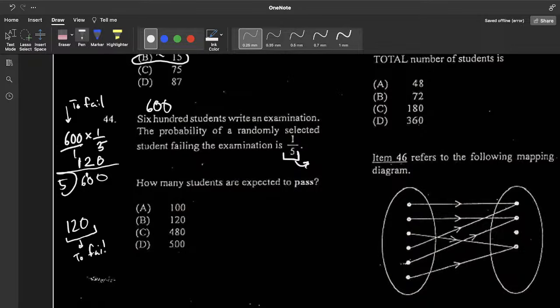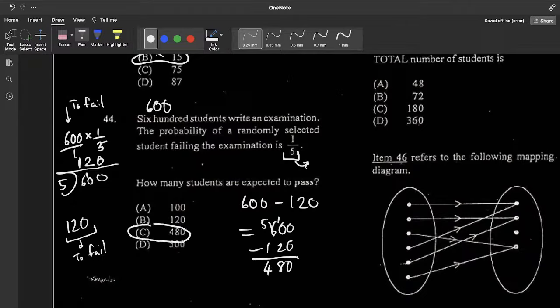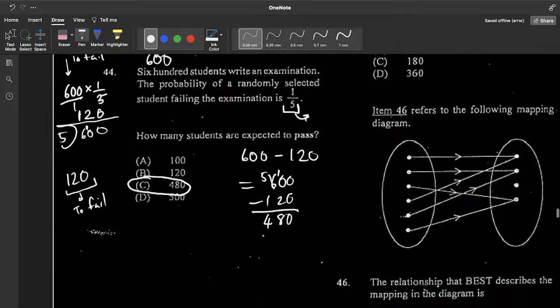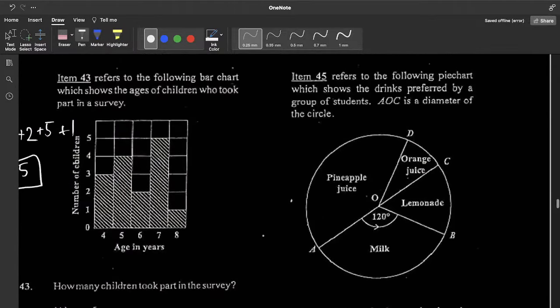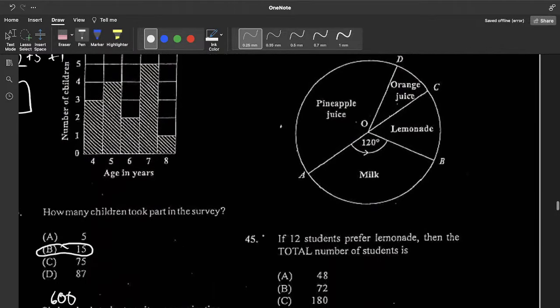Now to pass, all we need to do is subtract 120 from 600. So we have 600 minus 120, which gives us our answer. 0 take away 0, 0. So we have here 5. 10 take away 2, 8. We have here 5 take away 1, 4. So 480. That's our answer for that. So 480 people are expected to pass. That's the kind of energy we're shooting for.